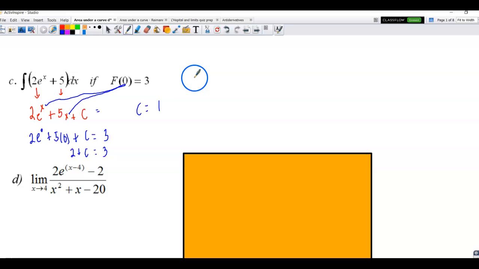So this one is a particular solution. I need to go back and label my other ones. My function specifically is 2e to the x plus 5x. The value of c is 1, and so this is a particular solution, meaning that we were able to evaluate the specific family member that we were looking for. So this is a particular solution because it's a particular family member. We were able to evaluate c.